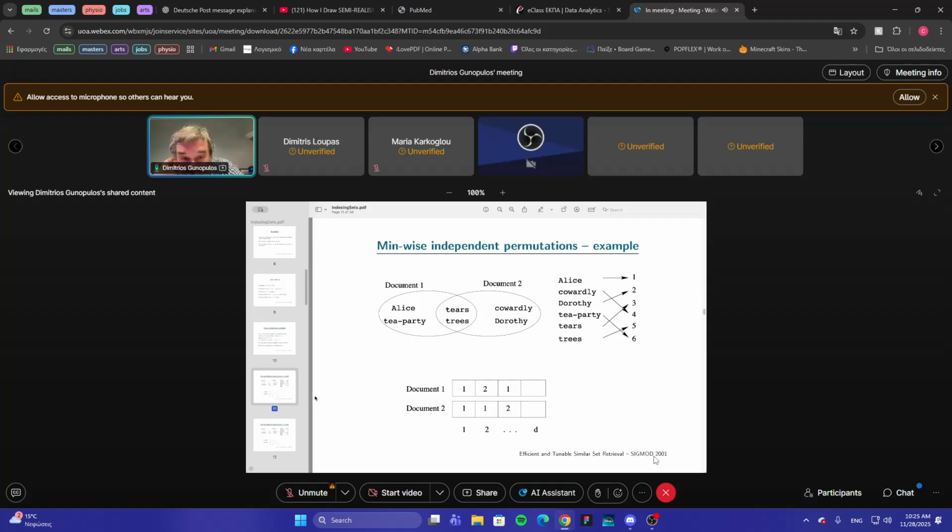And then notice what is happening here. If in this order, the first word is one of these, then both documents have here N1. If in this order, the first word is not one of these, but it's one of Alice, Tea, Cowardly, or Dorothy, then they are going to have a different number here.